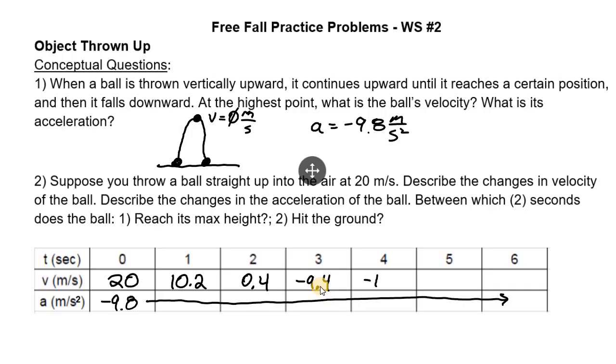Minus another 9.8, negative 19.2. Minus another 9.8, negative 29. Minus 9.8 will give us a negative 38.8.